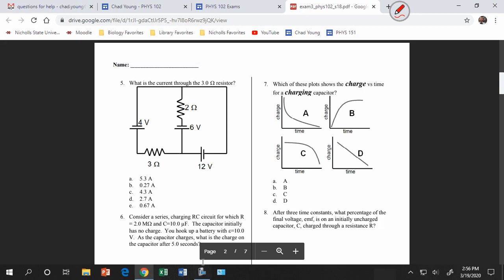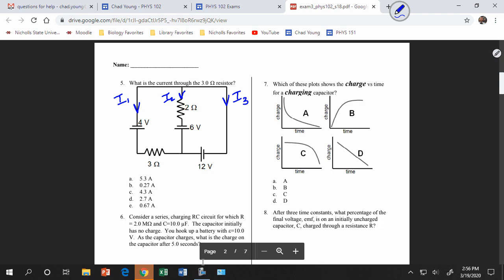So here I want to know the current through the 3 ohm resistor. I don't give you directions for the currents here, so you just have to pick some directions. I'm just going to pick them all going down, and I'll call this I1, I2, and this will be I3. Doesn't matter what direction you pick. Doesn't matter at all. So I've just picked them down for no reason. It's not going to make it easier or harder.